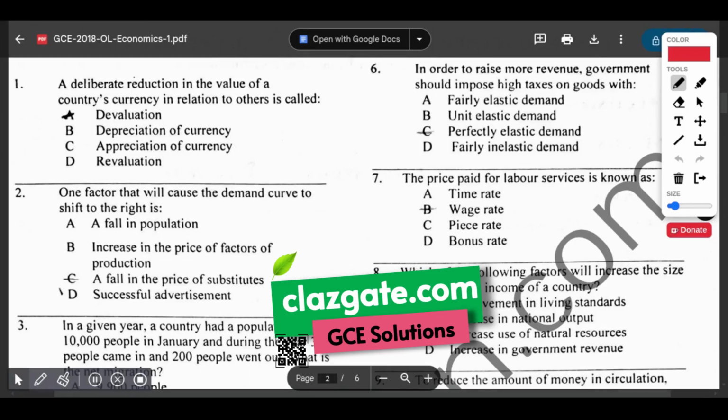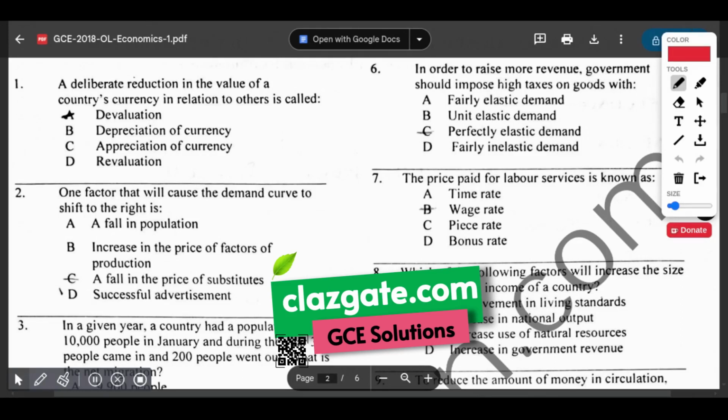And then unit elastic demand. In this case, a change in price leads to an exactly proportional change in quantity demanded. While the government might see this as increasing revenue initially, it might be offset by the change in demand. Okay, and then C, perfectly elastic demand.